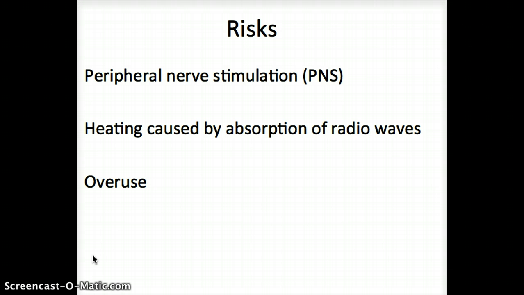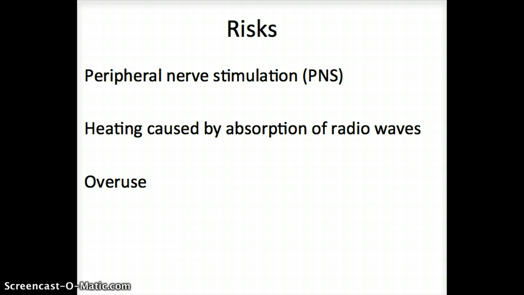Heating is caused by absorption of radio waves, because every MRI scanner has a powerful radio transmitter that generates the electromagnetic field which excites the spins, and this can cause the body to absorb the energy and heating occurs. For this reason, the rate at which energy is absorbed by the body has to be reasonably limited.